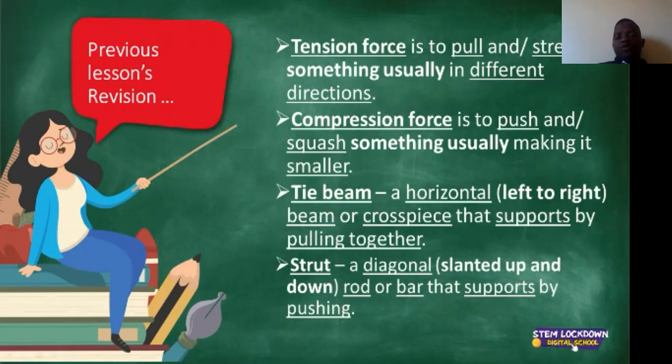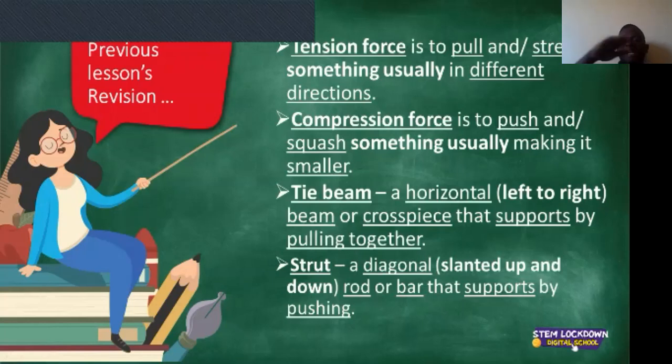We then spoke about two parts that are important in a cell phone tower. We spoke about a tie beam as well as a strut. Ladies and gentlemen, we said a tie beam is horizontal. I said to you, horizontal is when something is leveled from left to right or from right to left in a crisscross position. Therefore, it supports whatever load. And as a result, it supports it by pulling it together because there are crisscrosses that are being formed in our cell phone tower. We are going to investigate this extensively today.